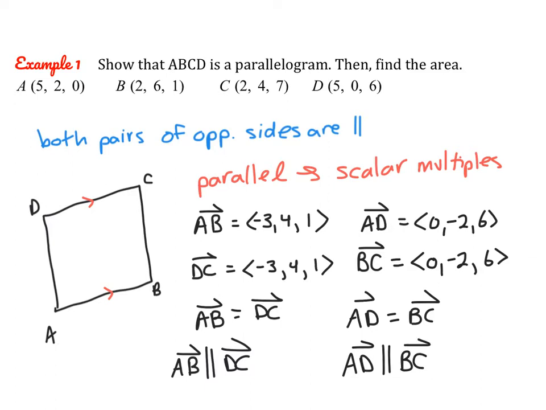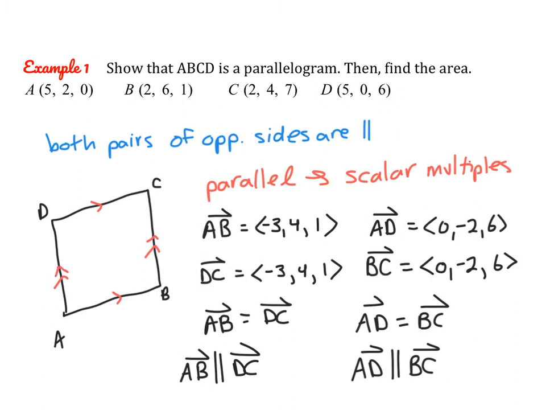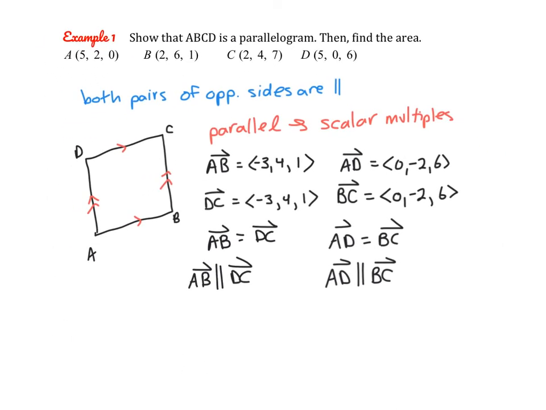Now that we have shown that both pairs of opposite sides are parallel, we have proven that ABCD is a parallelogram. So now we are able to find the area using our formula, that the magnitude of the cross product of any two adjacent sides will be the area. You can pick whichever ones you want, it doesn't matter, as long as they are adjacent. Let's use AB and BC. It also doesn't matter the order that you do it in. You should end up ultimately with the same area.